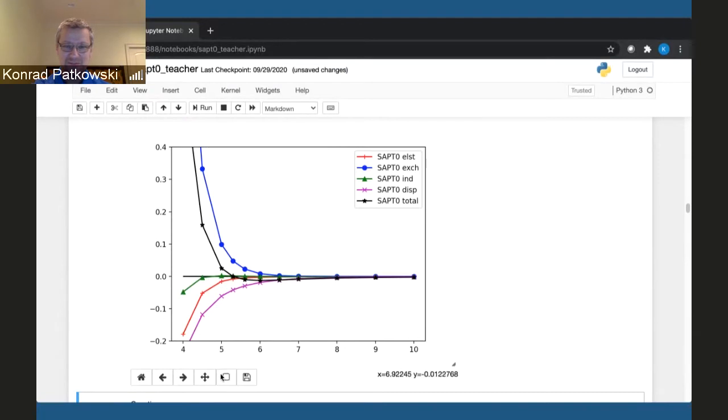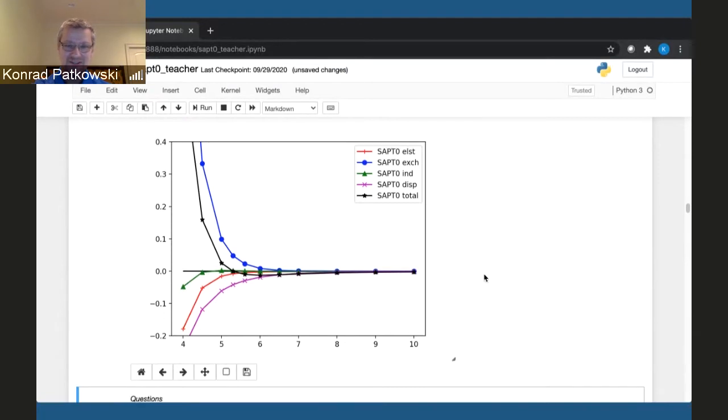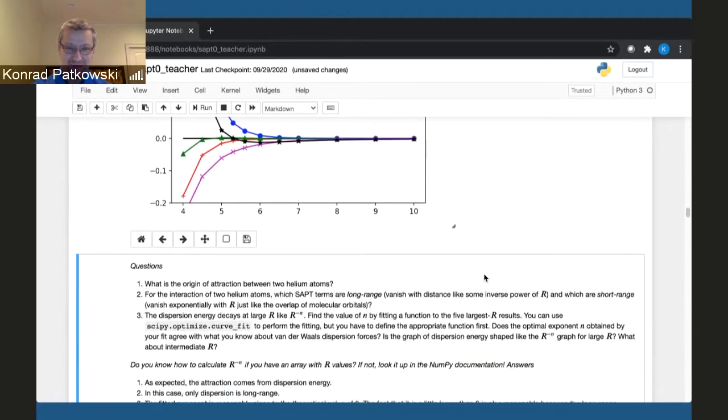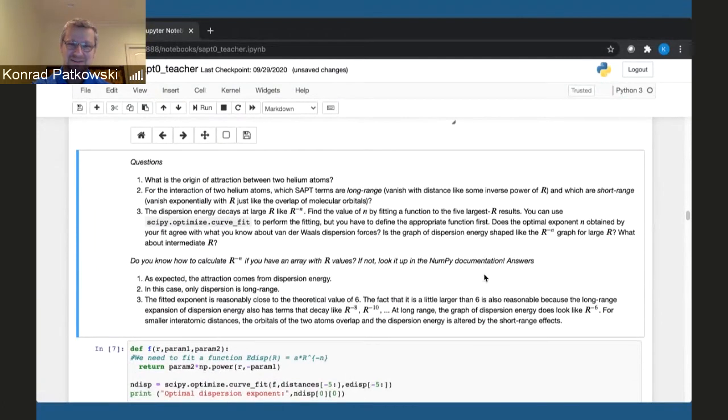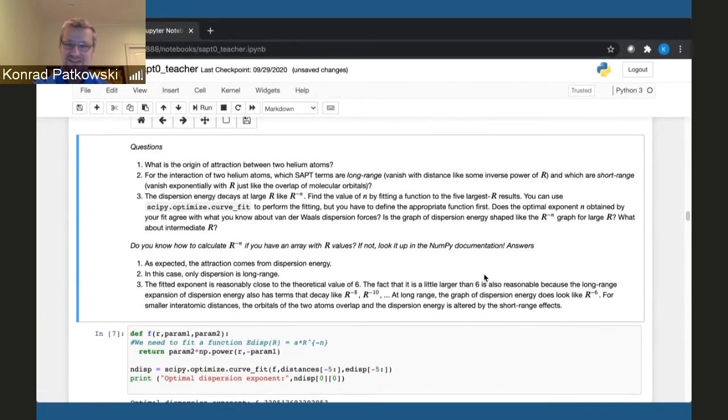So, of course, one particularly important part is the long range. So what's long range and what's short range? And one additional feature of Python beyond the prerequisites that comes in here that students need to learn a bit is basic optimization from SciPy, where we're trying to answer the questions.